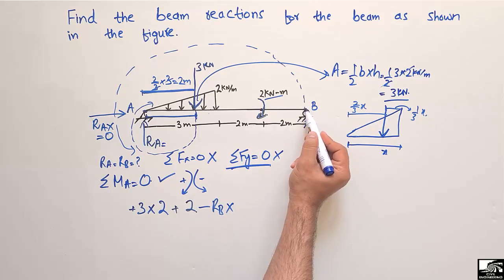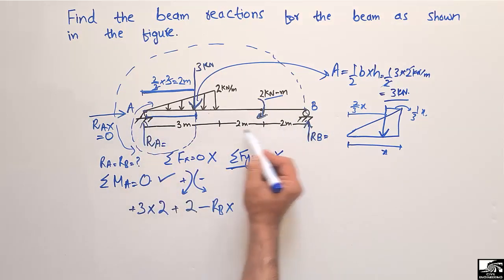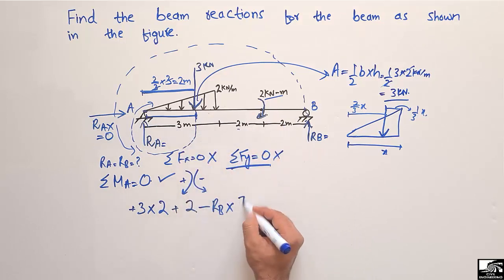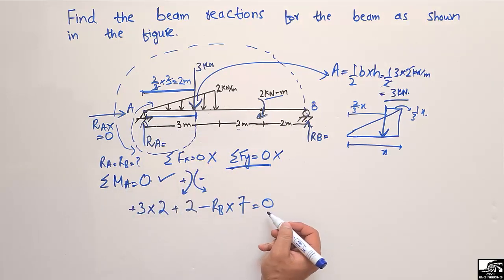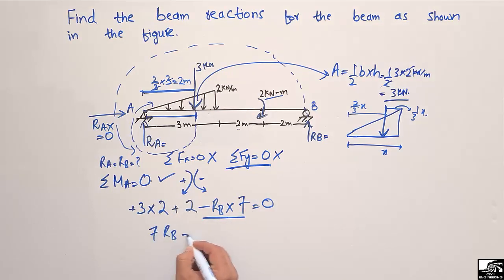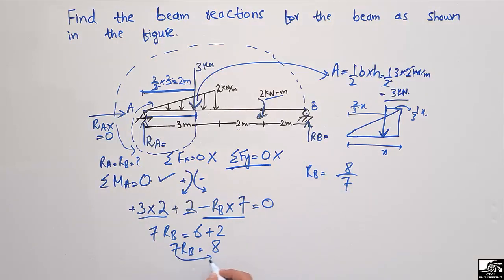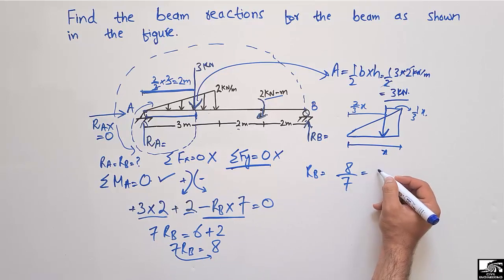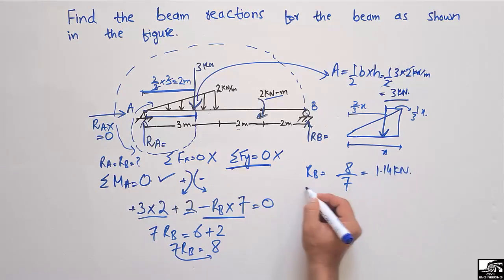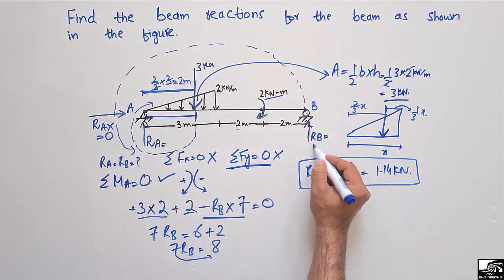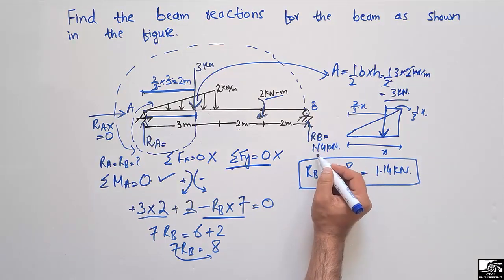The moment arm is the distance from this load up to this point, which is 2 plus 2 plus 3, which is 7. So summation of all the moment about point A equal to 0. Now if I shift this value into the right side, it will be 7 RB equal to 6 plus 2, simply 8. Now 7 RB comes out to be 8. So now RB will be equal to 8 divided by 7. I simply shift this value into the right side, so RB comes out to be 1.14 kilonewton. So we find out the RB here, 1.14 kilonewton, magnitude of 1.14.